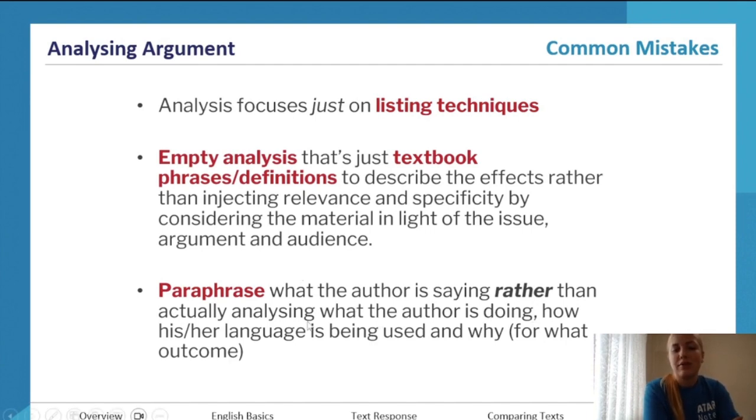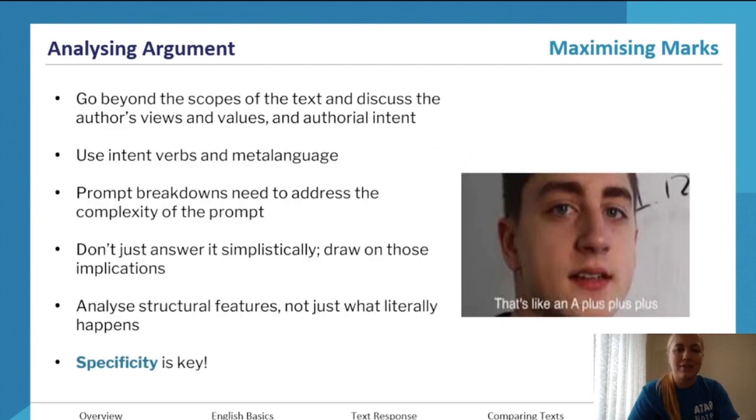Paraphrasing what the author is saying rather than actually analyzing and explaining what the author is saying, and the persuasive language technique. Being very careful of these things. And for English overall, to maximize your marks, try to go beyond the scopes of your text, both for text response and comparative, and discuss author's views and values and intent. Remember, I said 2 times per body paragraph. On top of that, for your intro and conclusion, also as your concluding sentences, use intent verbs. So your writer does words at all times, and use a lot of meta language.